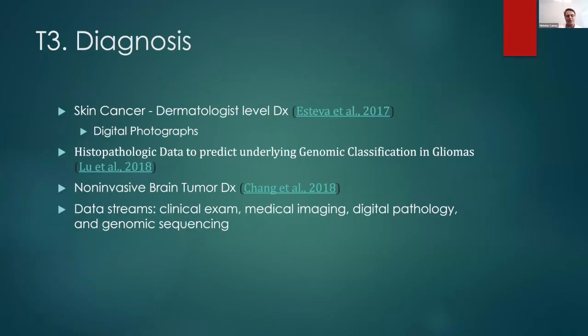And another aspect where AI is being used is in diagnosis. With skin cancer, utilizing digital photographs, AI can produce dermatologist-level diagnoses. And maybe a new area that we're not able to use yet is using histopathologic data to predict the underlying genomic classifications in glioma. With that, you would take a slide of the glioma, and it would be able to tell you what genetic alterations have happened to the cell, instead of maybe running it through a PCR to find out the genomic changes.